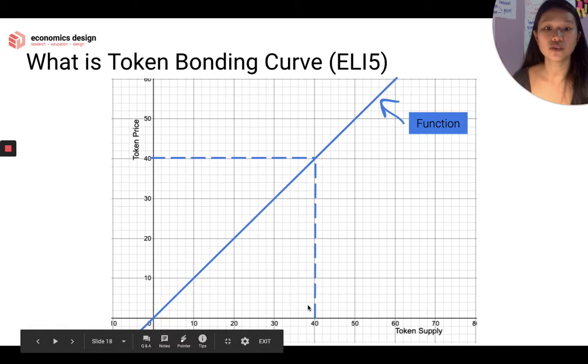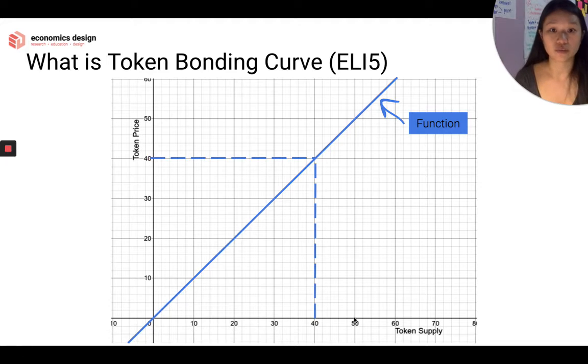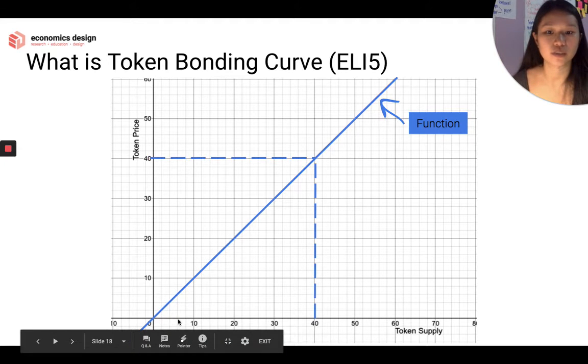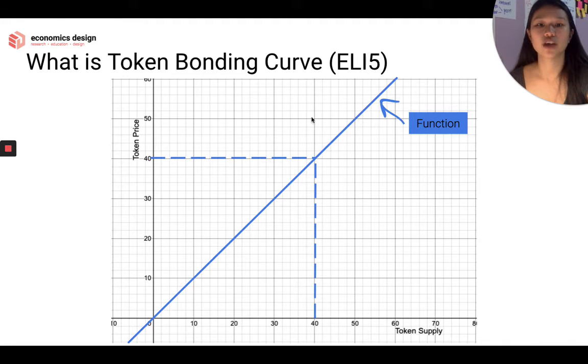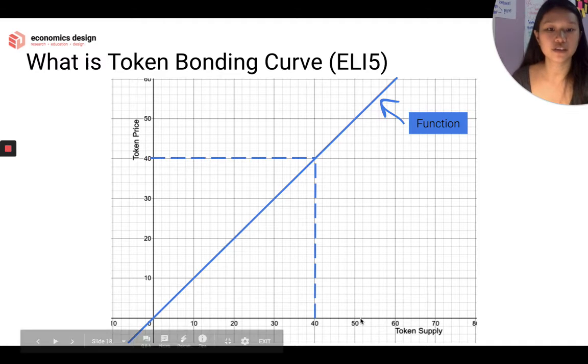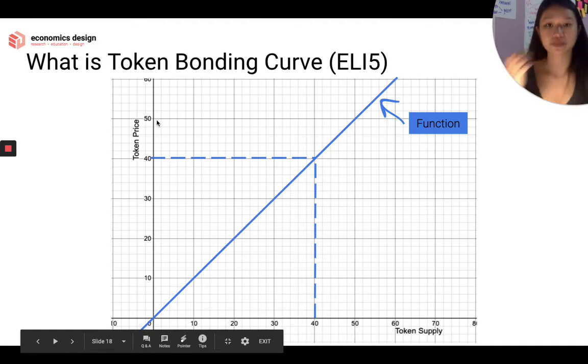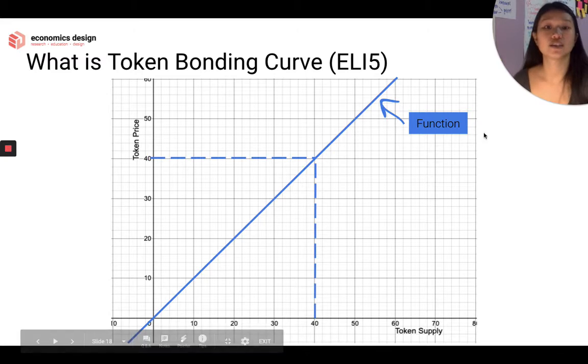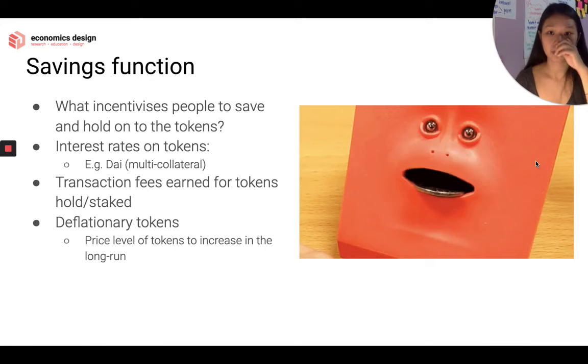If I want to buy the 50th token, what does it do? The smart contract will say, okay, number 50. It goes across, number 50, number 50. Oh, found it, number 50. Then it goes up until it touches the line, which is the function that we define. Then it goes across, and it hits 50. So to buy the 50th token, the price is 50. So that's basically how the token bonding curve functions.